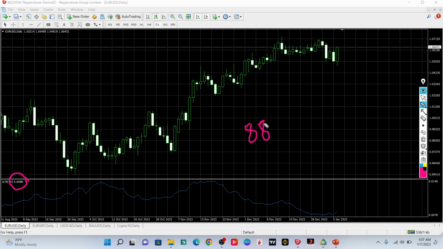If the ATR is 88, what we are going to do is multiply this digit by 1.5. That gives us 132. So your stop loss is supposed to be 132 pips below your buy price. That is how you place your stop loss. In case you want to target 1 to 2, you multiply this by 2, and you get 264. That will be your take profit.